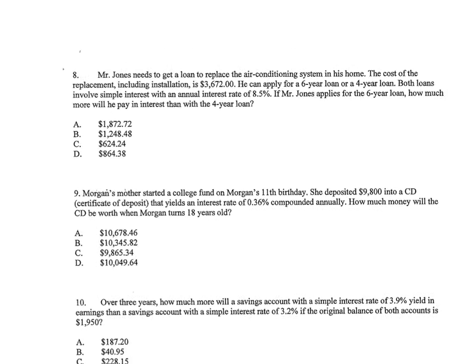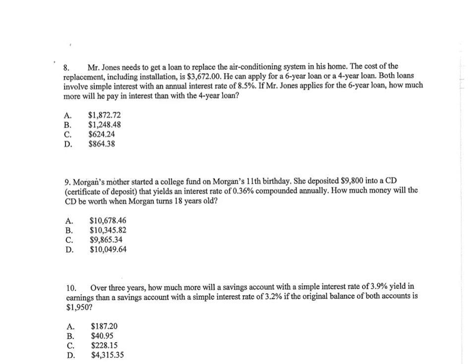Number 8, Mr. Jones needs to get a loan to replace the air conditioning system in his home. The cost of the replacement, including installation, is $3,672. He can apply for a 6-year loan or a 4-year loan. Both involve simple interest, so we know we're doing P times R times T, with an annual rate of 8.5%, and 8.5 divided by 100 is 0.085, so that's the number we'll use.